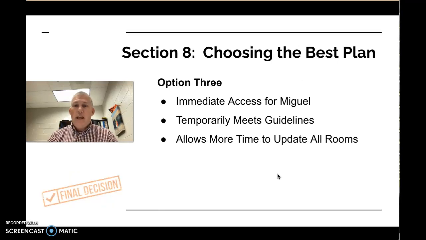When choosing the best plan, I decided to go with option 3. The best option would be moving biology to a wheelchair-accessible classroom that would allow Miguel to immediately attend biology. Hopefully there is another classroom that can be used or modified quickly for the biology curriculum.